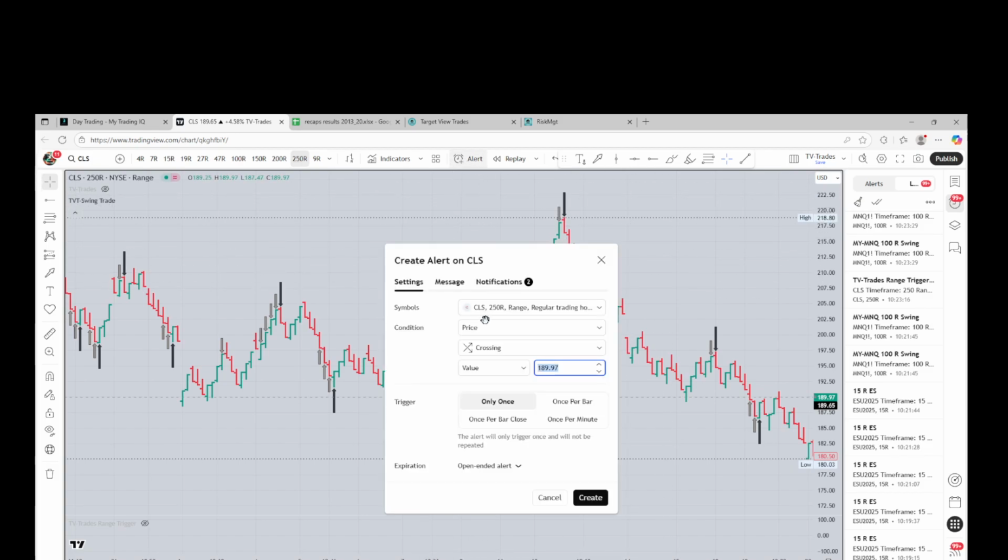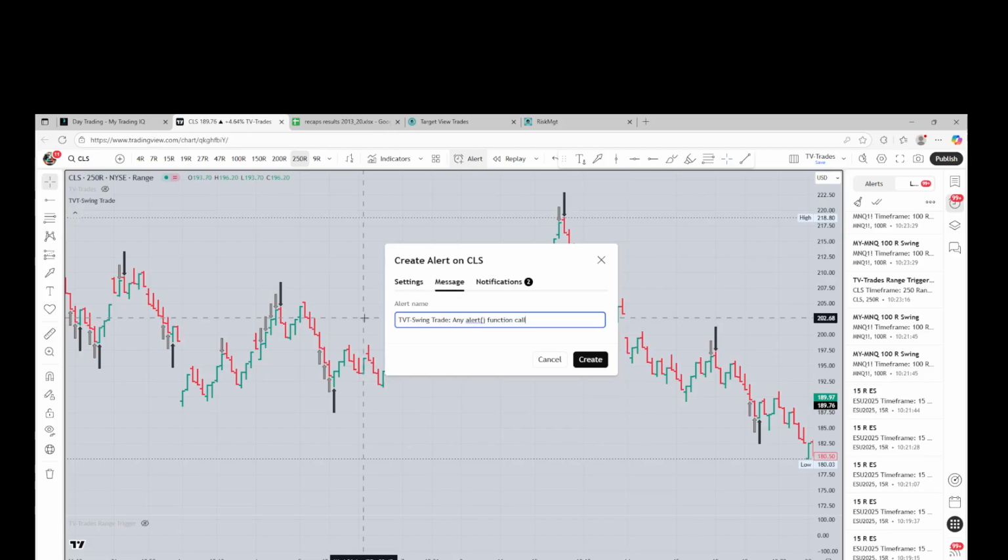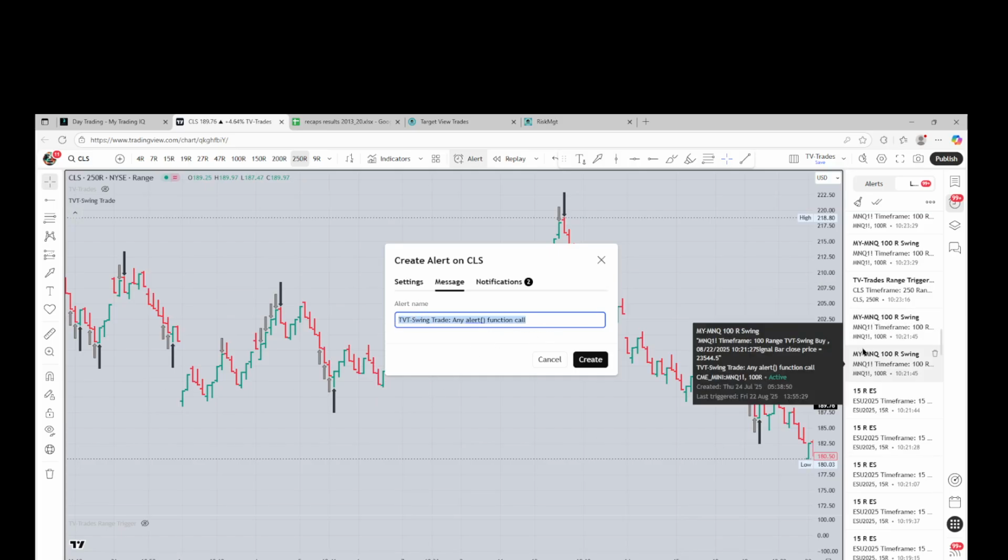You come up here and you hit alert, and what I do is I put the symbol in. When I set an alert, I'll come in here and choose swing trade and choose any alert function call, and put the symbol in under message. Put in the symbol and the time frame, and that'll be up here on the top, the dark stuff up there. Then the actual message gets generated from the code that gives you the information.